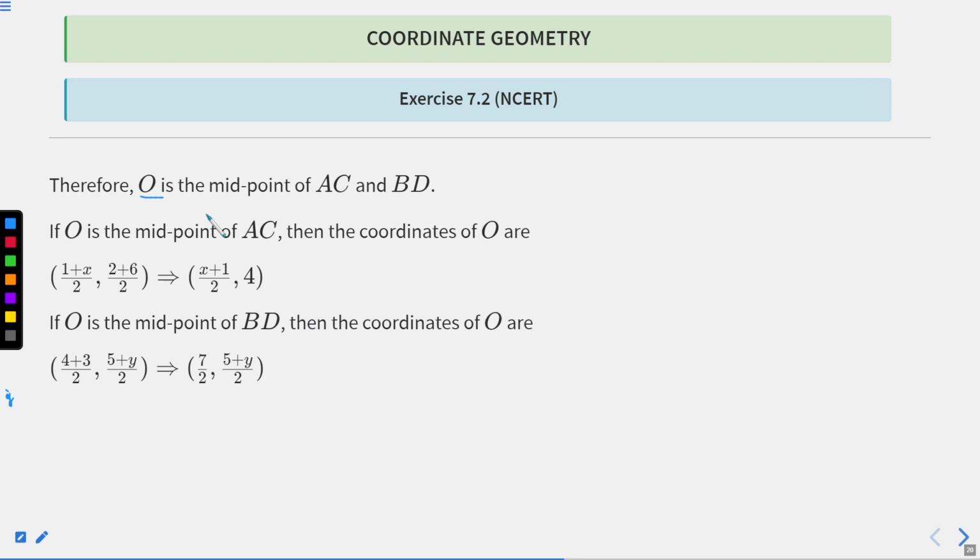So if O is the midpoint of AC, then the coordinates of O are ((1 + x)/2, (2 + 6)/2), which implies ((x + 1)/2, 4). And if O is the midpoint of BD, then the coordinates of O are ((4 + 3)/2, (5 + y)/2), which implies (7/2, (5 + y)/2).